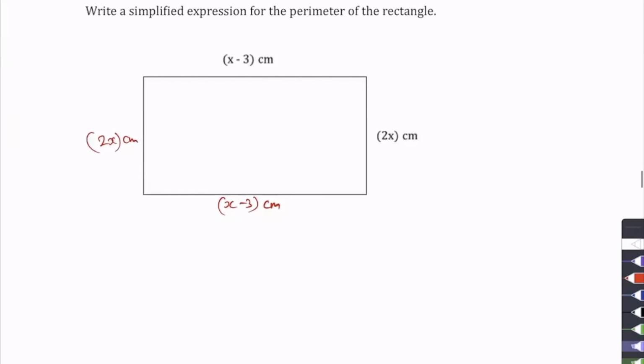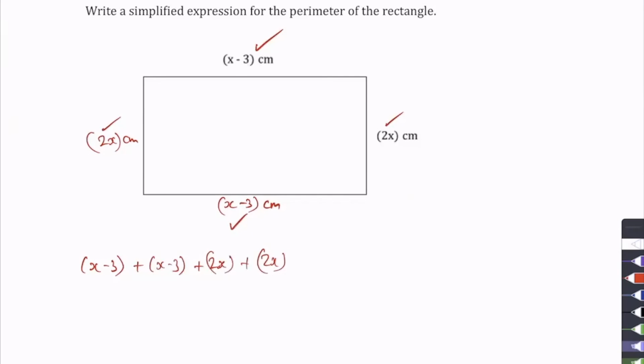So there's a couple of ways that we can write this. I'll write it the long way around, just so that you can see what I'm doing. So we could say x minus 3, which is the first side, added to x minus 3, which is this side here. I'm just keeping them together. I can go around in a different order, but I just want to keep them together in terms of knowing that I've covered both the long sides and the short sides. And then I'm going to write 2x plus another 2x. So all the sides are catered for now.